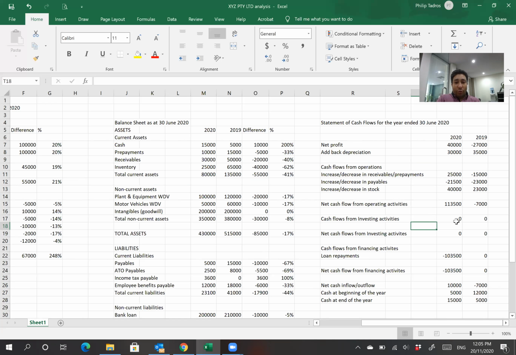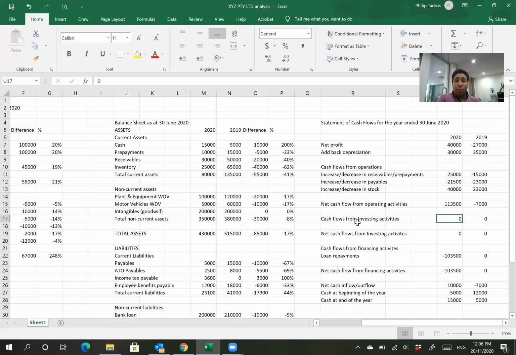Now, note that we have a zero balance here, even though there's a reduction in the non-current assets in plant and equipment and motor vehicles. That reduction is due to the depreciation. Now, we've added back the depreciation in using the indirect method. So therefore, we don't need to account for the change in the non-current assets, if it's resulting only from the depreciation expense.